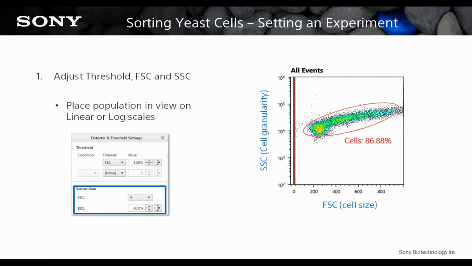First, you want to adjust the forward and side scatter voltages to place the yeast population in view on the plot. You can also use either log or linear scales to visualize your data. In addition, I would make sure that the threshold is not set too high. Otherwise, half of your population may be ignored by the instrument. And if you're really not sure, you may run cell media alone to figure out where the debris ends and the cell population would begin in your plot.